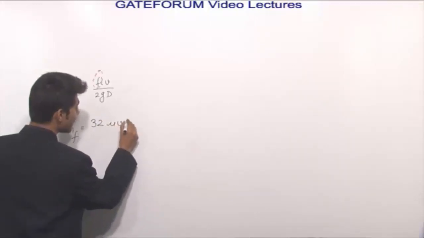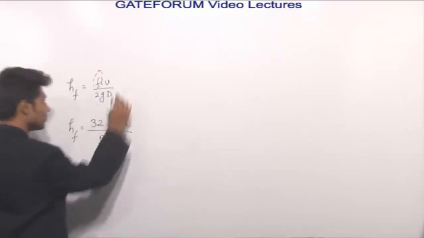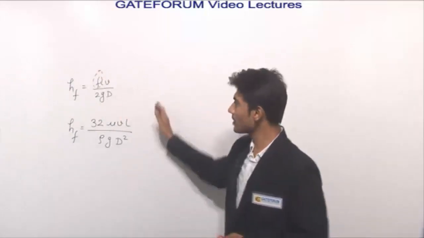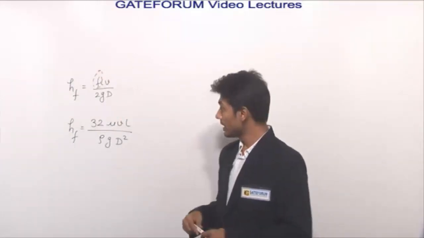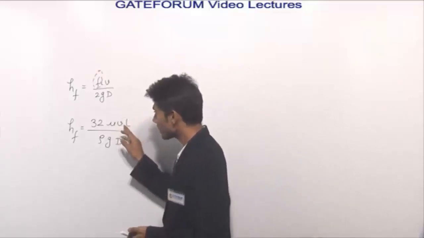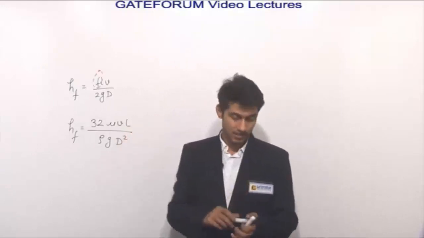32 mu VL upon rho G D square. Both the formulas are same. Will give same result for laminar flow. In this particular formula, again we are having velocity. Now, is there any way to convert velocity into discharge?